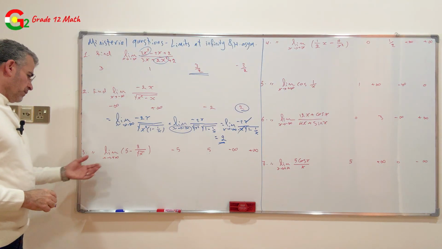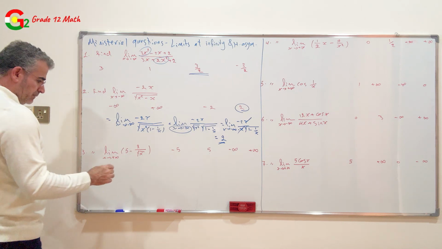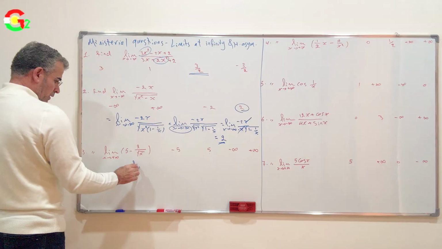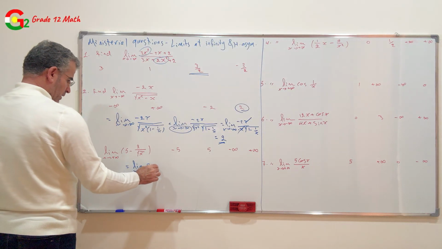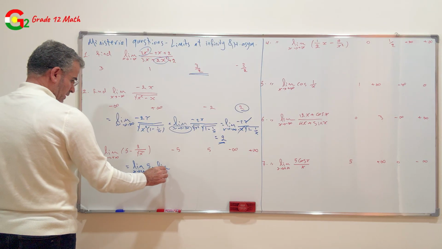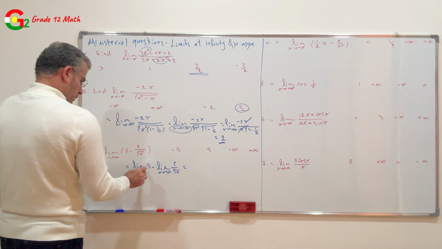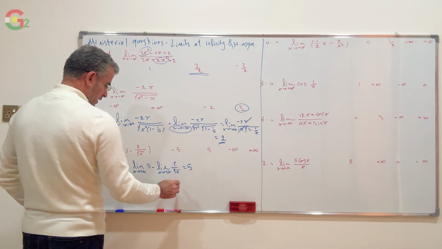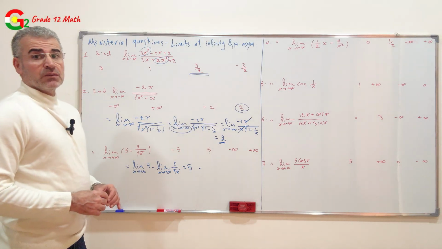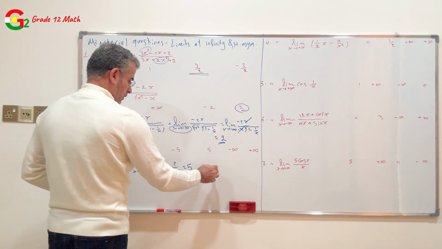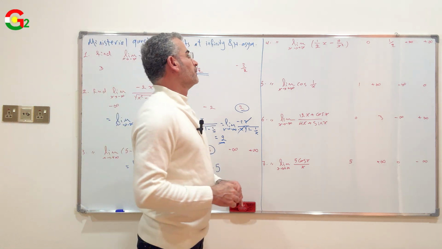Question number 3. Limit as x approaches positive infinity of 5 − 2/√x equals the limit of 5 as x approaches positive infinity minus the limit as x approaches positive infinity of 2 over the square root of x. The limit of a constant is the same constant, minus 2 over the square root of infinity, 2 over infinity is 0, equal to 5. Choice C.